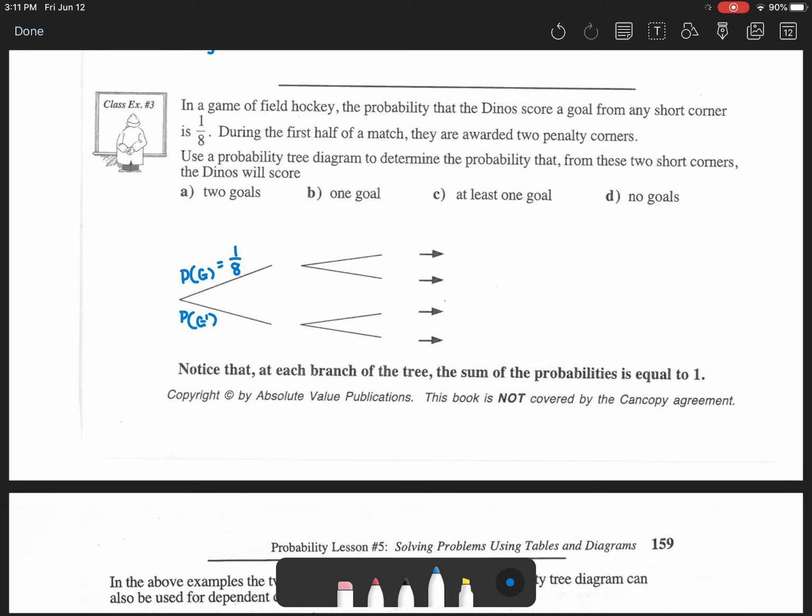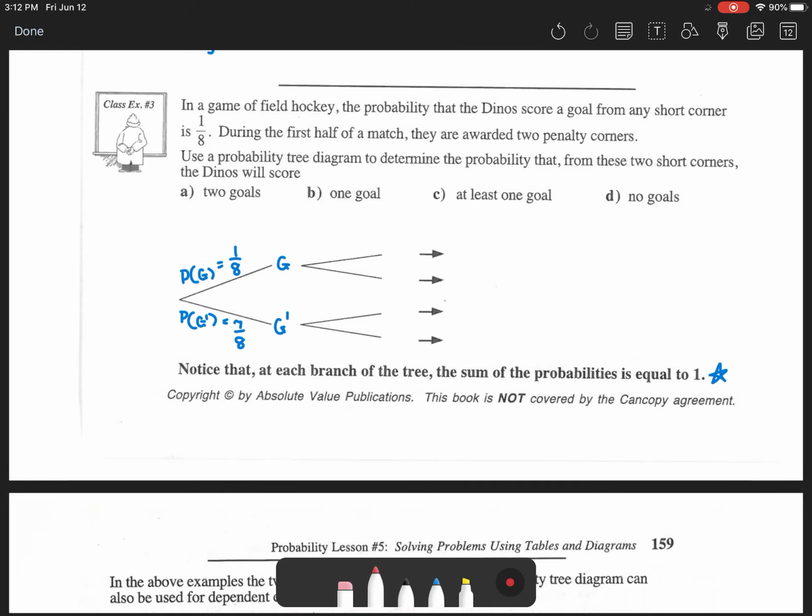The probability of not scoring a goal is therefore 7/8, okay? Remember that at each step along the way, the probabilities have to add up to 1, and that's what they're saying here in this point here. So 1/8 and 7/8, okay? That is 1 or 100%. Okay, so this route is me scoring a goal. This route is me not scoring a goal.